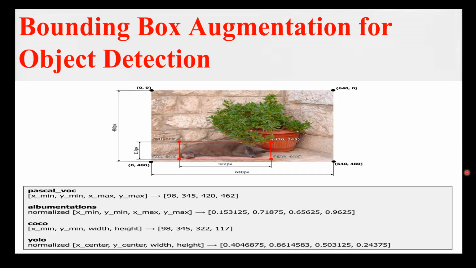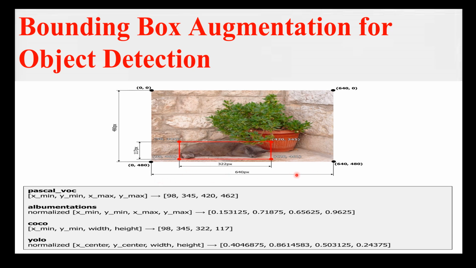Then comes bounding box augmentation for object detection. So here we know these bounding boxes are rectangles that mark objects in an image, and there are multiple formats of bounding box annotation, and each format uses a specific representation of the bounding box. So it can be either Pascal VOC, Albumentations, or COCO. So these are the types of the coordinates.